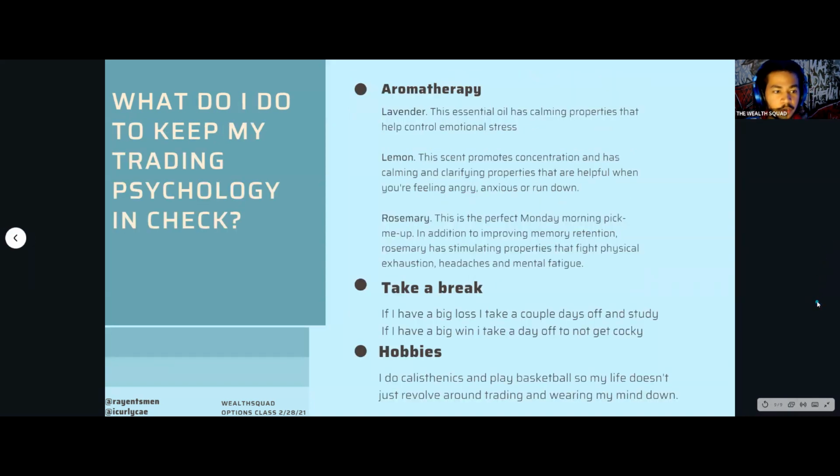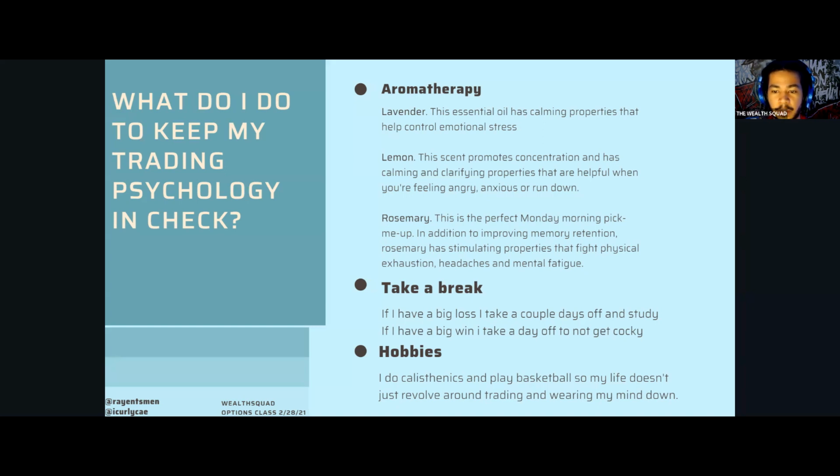Also, what do I do to keep my trading psychology in check? I use aromatherapy. I'm actually using one of the fragrances right now, but to go over aromatherapy real quick, these are the three fragrances that I use. Lavender: this essential oil has common properties that help control emotional stress. Lemon: this scent promotes concentration and has calming and clarifying properties that are helpful when you're feeling angry, anxious, or run down. So definitely lemon would help. I definitely used it when I'm taking a loss or things are not going the way I anticipated. I use lemon, and right now I'm using rosemary.